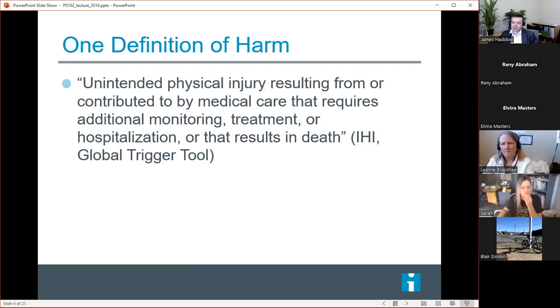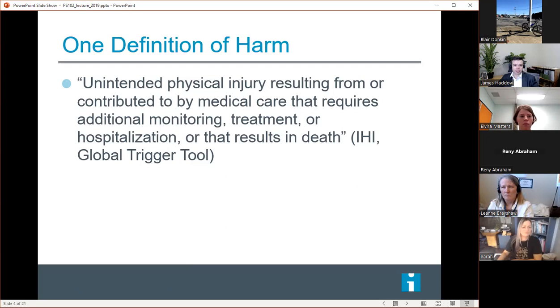I don't like that it only includes physical injury. Yeah, okay, great. I agree with you. A lot of harm is psychological, social, or even an opportunity cost, where a patient misses out on something in the future because of the harm that they have received. So yeah, good point. Any other points, Blair?